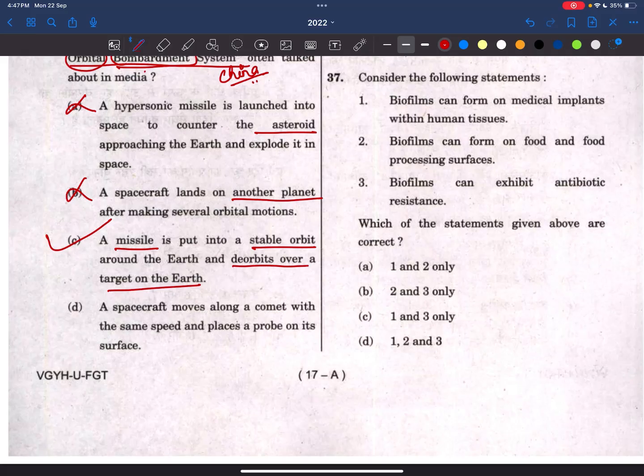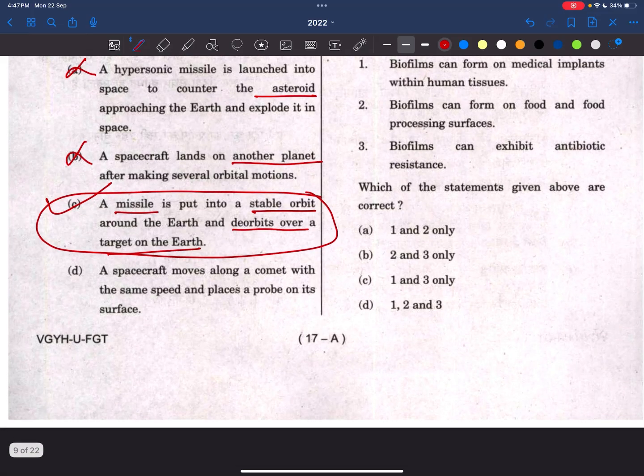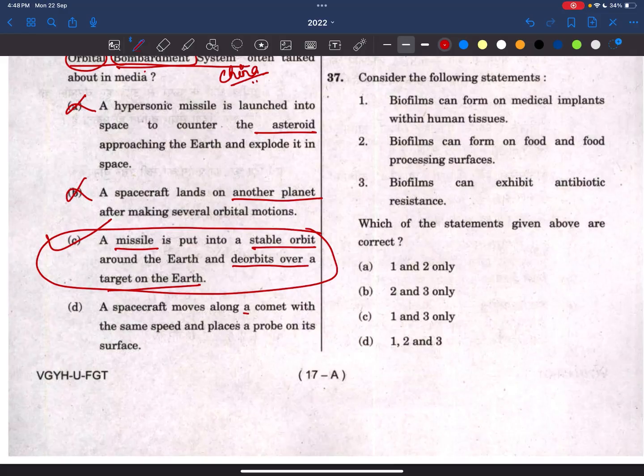This statement is true, right? The missile will be put in the orbit. It will move to some extent. When the target is locked, it will fall on the target. We cannot understand which target it is aimed at. This is a very dangerous system developed by China, and usually the USA is more concerned about it, and even India should be more concerned about it, because we cannot know definitely whether it is targeted on us or any other nation, right? So it is very dangerous technology. No, spacecraft moves along the comet, no, not all of this.